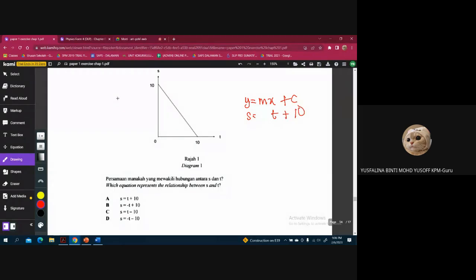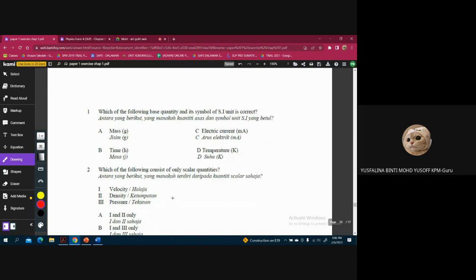Okay, the gradient, we use negative y-intercept divided by x-intercept. So negative 10 divided by 10, so you got negative 1. So just put m negative. No need to put negative 1 lah. Okay, just put the negative here. So you will get B bond. Okay, just use the equation in the maths.